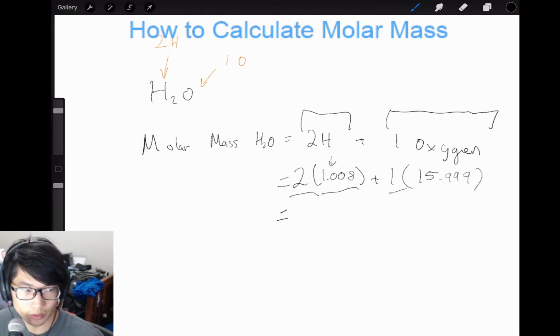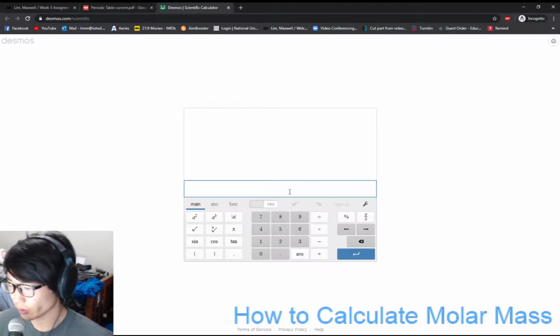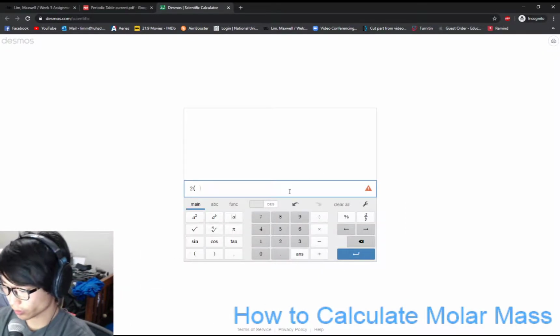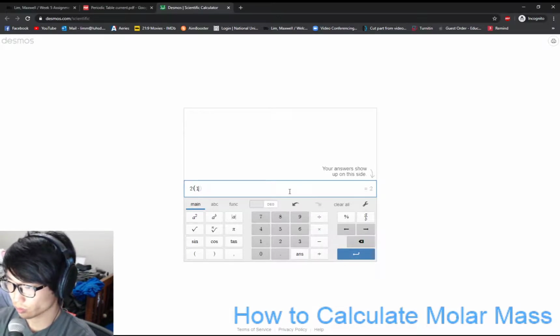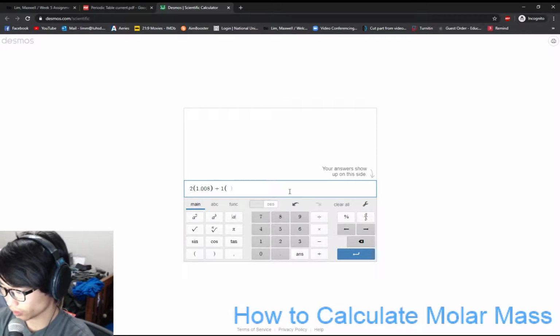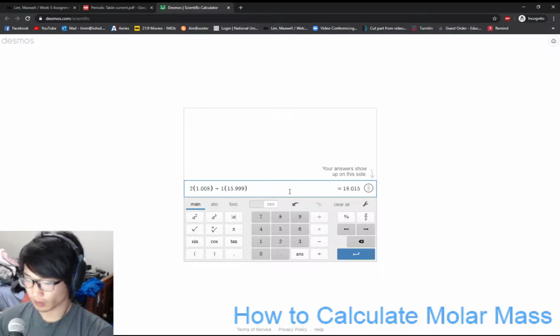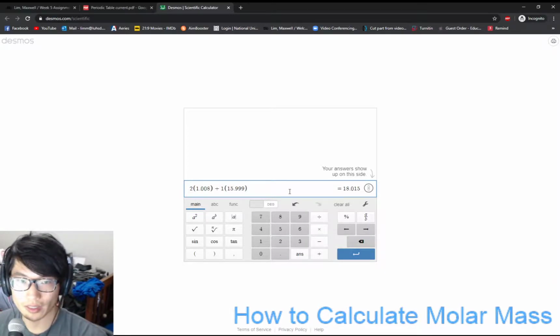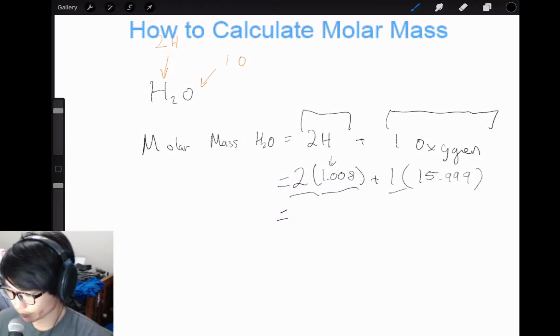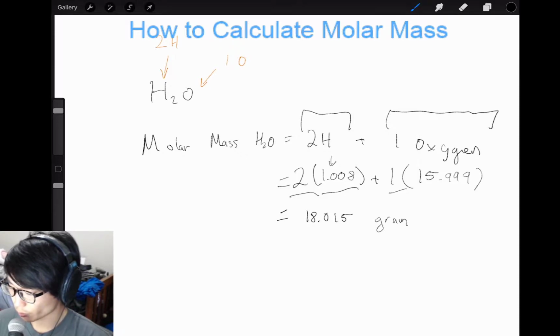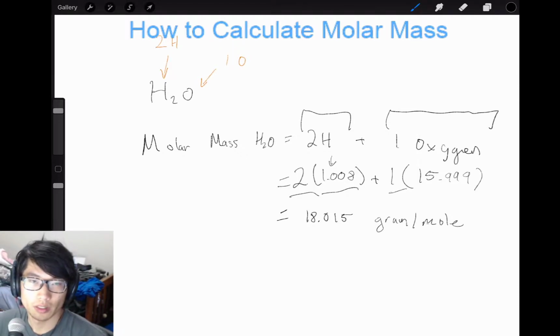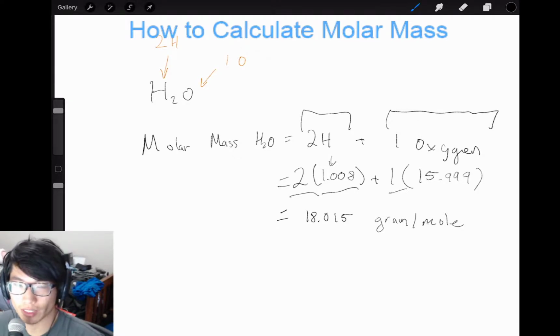Here's how I would put it in my calculator. I'm going to use the one we provide for you guys. So we're going to have 2 times 1.008, plus 1 times 15.999. And I get that. So that is your answer, 18.015. So I'm going to go write that for my answer. It's going to be 18.015 grams per mole. And that is your molar mass of H2O.